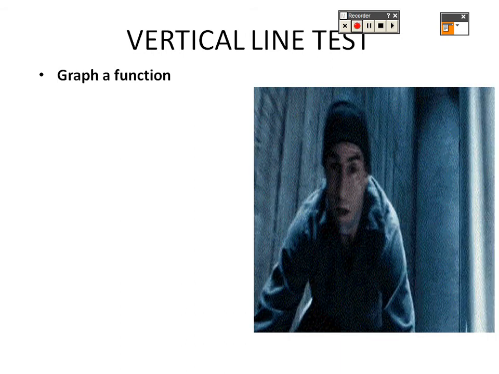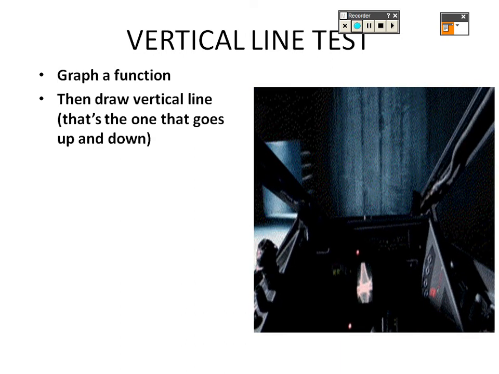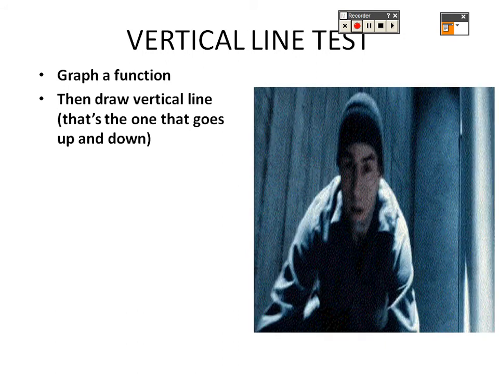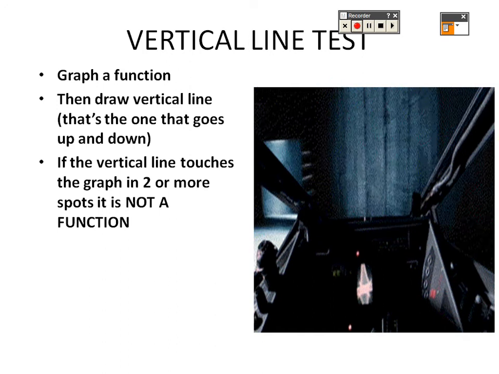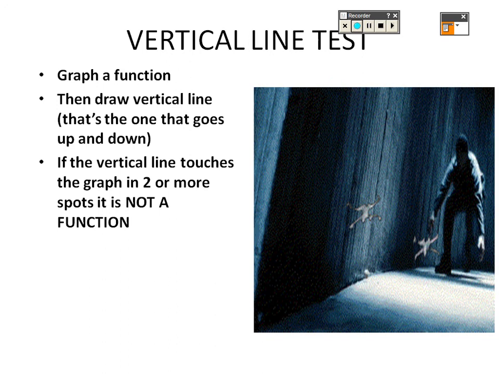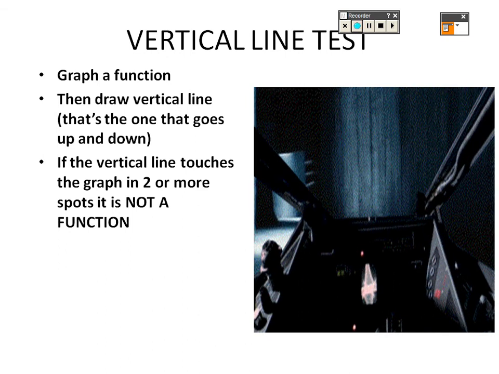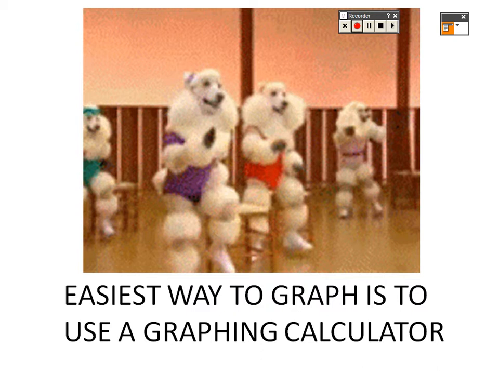Vertical line tests. When you graph a function, you draw a vertical line, the one that goes up and down for those of you that don't remember. If the vertical line touches the graph at 2 or more spots, it's not a function. So you can just graph it and figure out whether or not it's a function. If the vertical line touches it once, then it is a function.